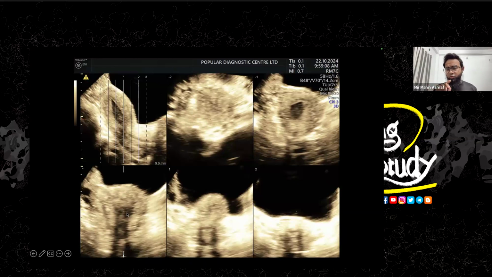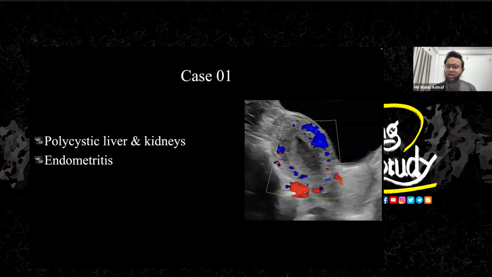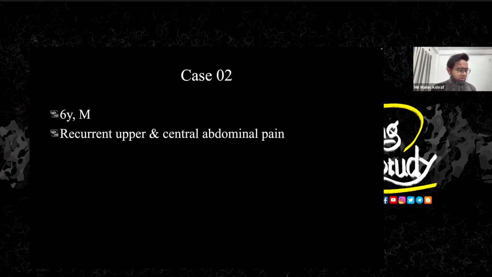Our main principle was to exclude any visible mass within the endometrial inner margin, but there was no definite mass. So we were focusing on tuberculosis more in this case. So this was a case of polycystic liver and kidneys along with endometritis. Now just jump into the case number 2.